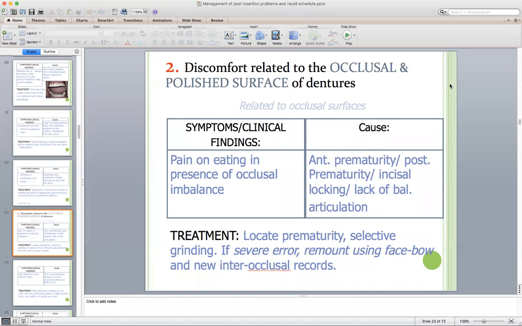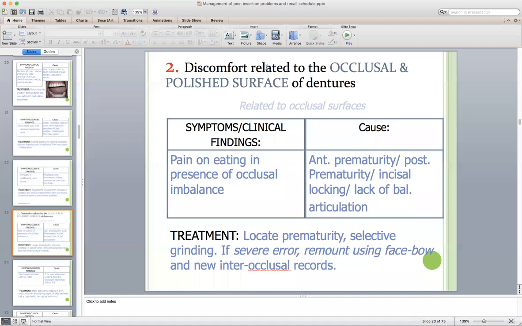Now, related to the occlusal surfaces, what are the symptoms and findings we can have? The patient may complain of pain on eating in the presence of occlusal imbalance. If an occlusal imbalance exists, then on mastication of the food, the patient will feel pain.